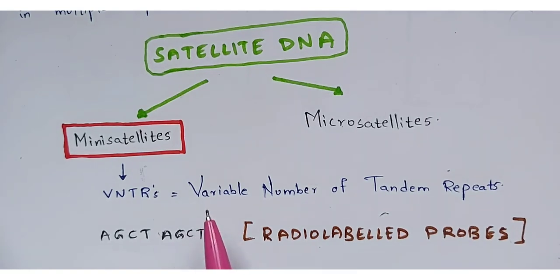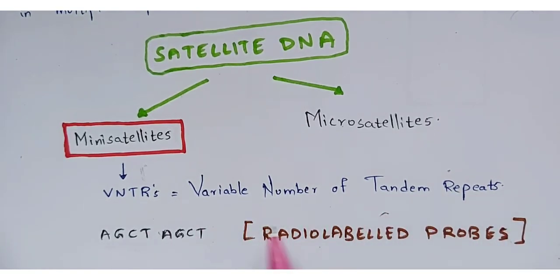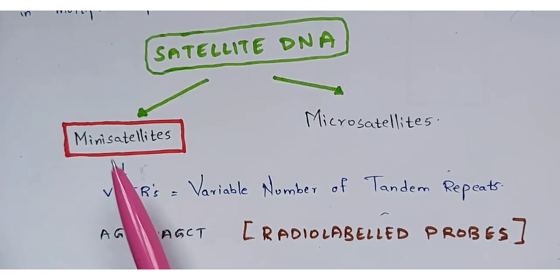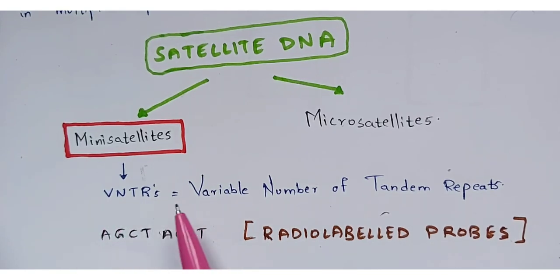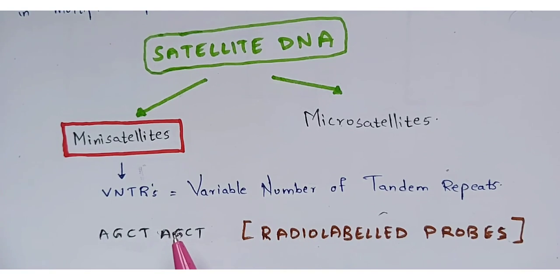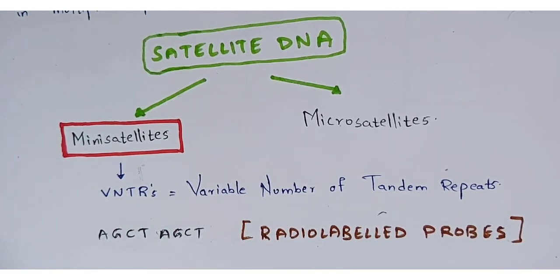I mean, that particular region, loci, is called variable number of tandem repeats. So these are used. Basically, minisatellites will be used in the form of VNTRs. So what are VNTRs? There will be a variable number of nucleotide sequence repeats, and that particular loci or location or region is called VNTRs. Basically, these are radiolabeled probes which will be used during the process of DNA fingerprinting.